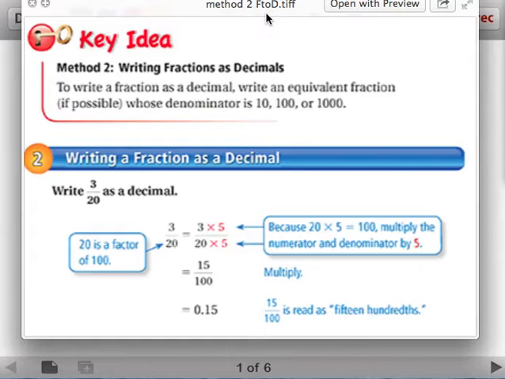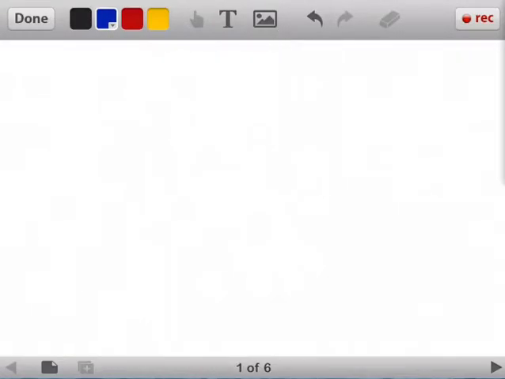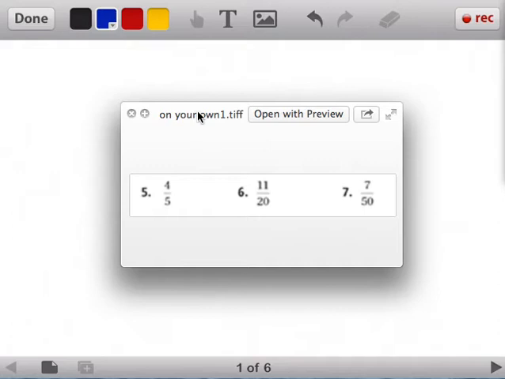Okay. So now we're going to do a couple more, and I want you to do these with me. I'll do one, and then I'll have you do two on your own, and then we'll check our work together. Okay, so I'm going to get this out of the way. And here are our examples for on our own. Okay, so we have 4/5, 11/20ths, and 7/50ths.